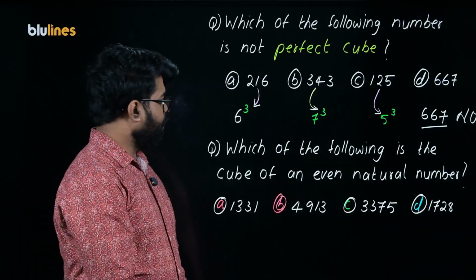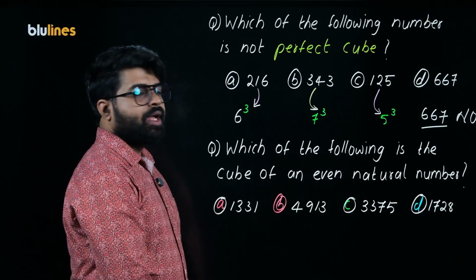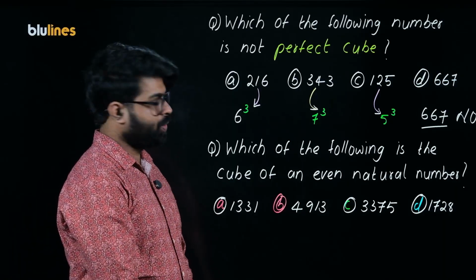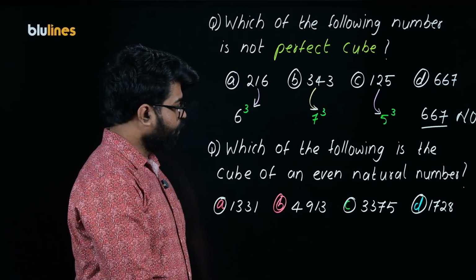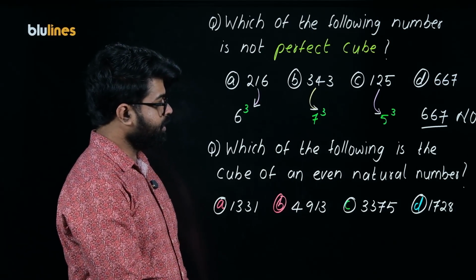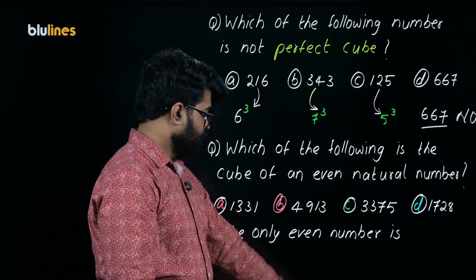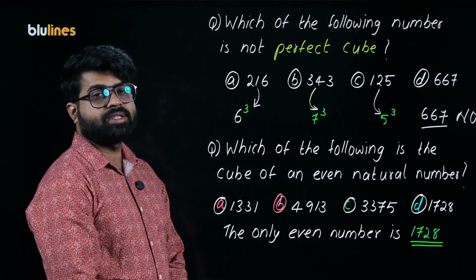Now, which of the following is the cube of an even natural number? Basically, the cube of an even natural number must be an even number. So among these, which number is even? 1331 is not even. 4913 also is not even. 3375 is also not even. 1728 is an even number. So the only number is 1728. Hence we can say that it is 1728.